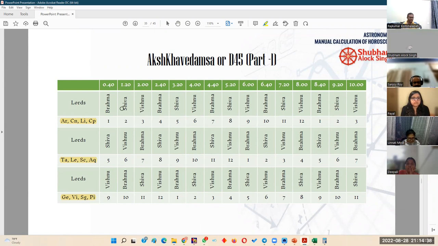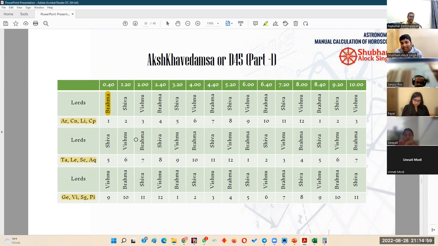The Lord of the D45 is Brahma, Shiva, Vishnu in this order for movable Rashi. Shiva, Vishnu, Brahma in this order for fixed Rashi. And Vishnu, Brahma, Shiva in this order for dual Rashi. Now, in the movable Rashi, Brahma is coming first. Hence, movable Rashis are Rajasic Rashis. Brahma is Rajasic. In fixed Rashi, Shiva is coming first. Shiva is Tamasic. Hence, fixed Rashis are Tamasic. And in dual Rashis, the first Lord is Vishnu. Vishnu is Sattvic. Hence, dual Rashis are Sattvic.